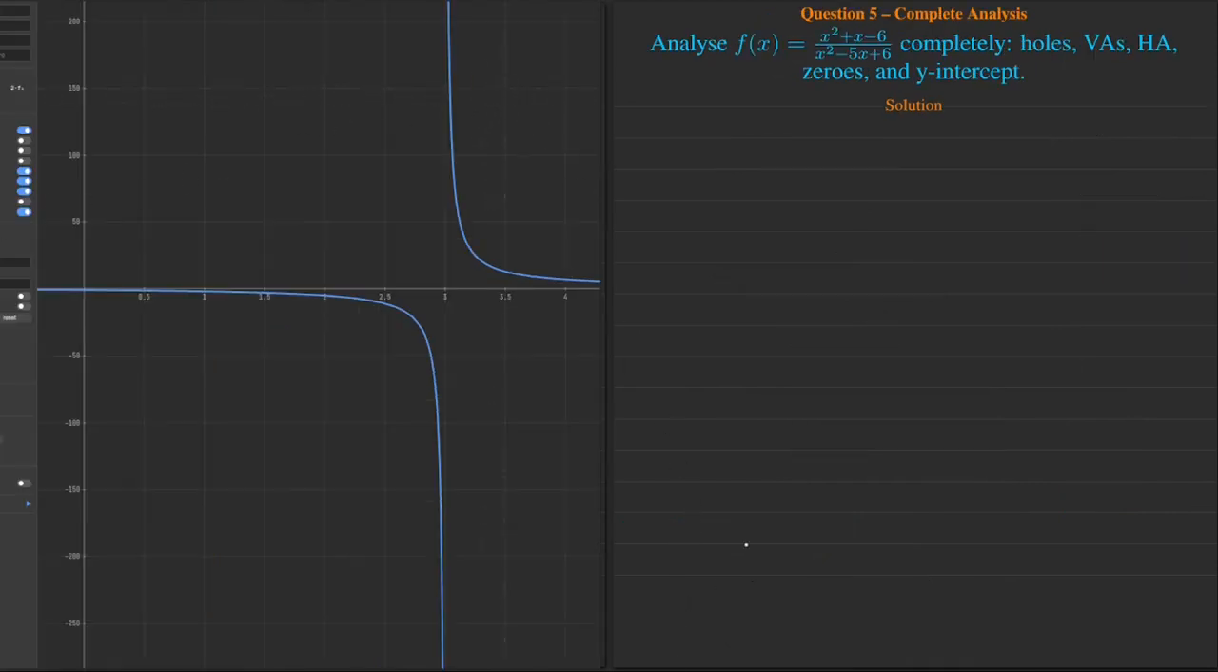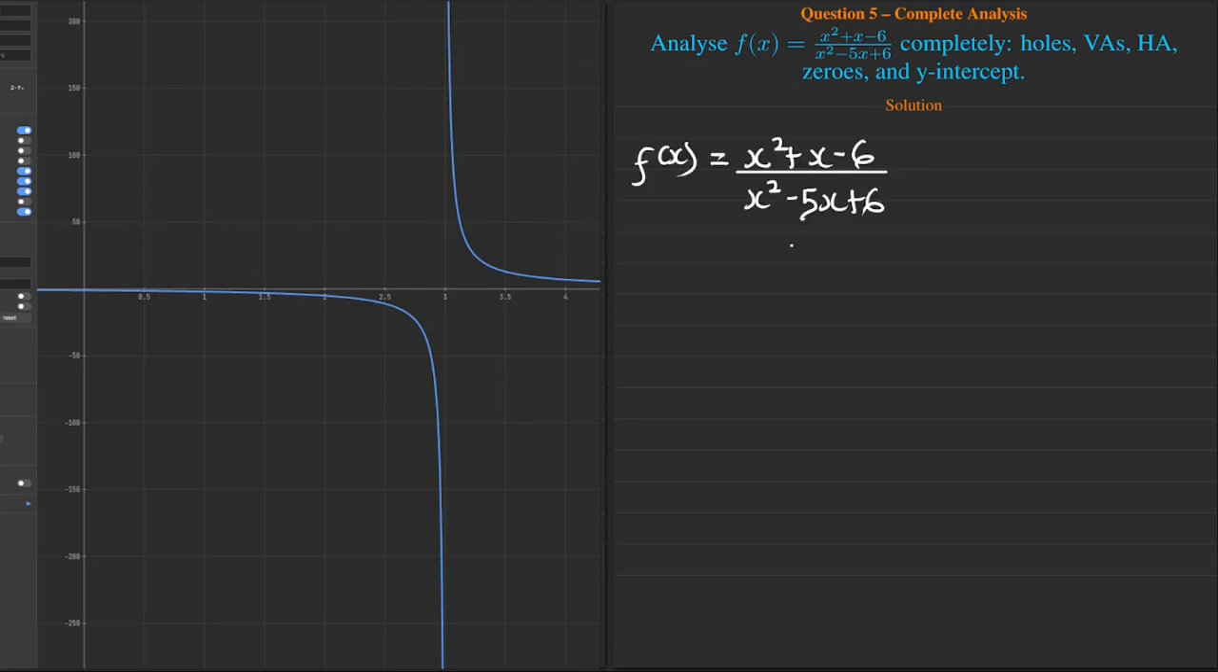So for our last question, you have to analyze the function f of x. And f of x is x squared plus x minus 6 all over x squared minus 5x plus 6. Analyze it completely. So you have to tell us the holes, the vertical asymptote, and then the horizontal ones, the zeros, and the y-intercept as well. So first of all, let's start with the holes.